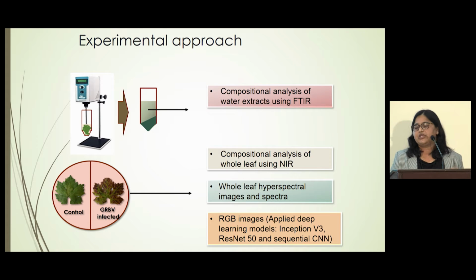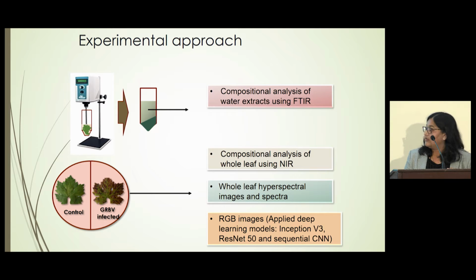With this hypothesis, we plan to explore the compositional changes in the leaf using FTIR spectroscopy, which is a very well-known spectroscopy to evaluate changes in composition. We are also trying to explore data based on NIR and hyperspectral imaging, because that can give us information about changes in the pigments and water content. We are also collecting a lot of RGB images, and we are trying to run some deep learning and machine learning models to see if that can help us in developing this kind of instrument.